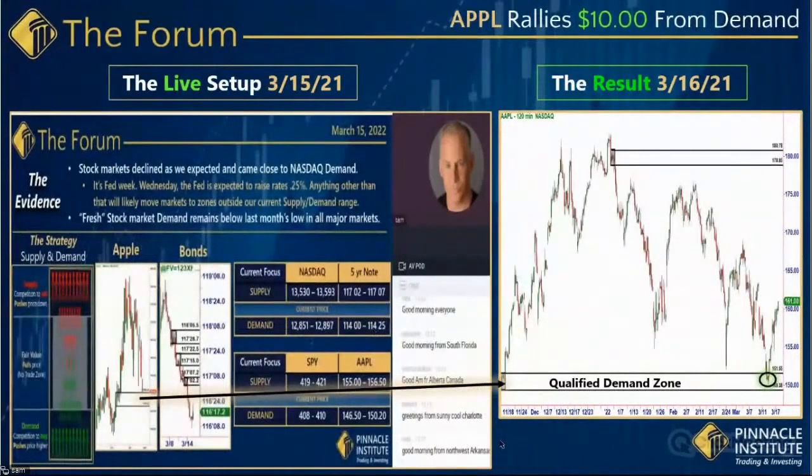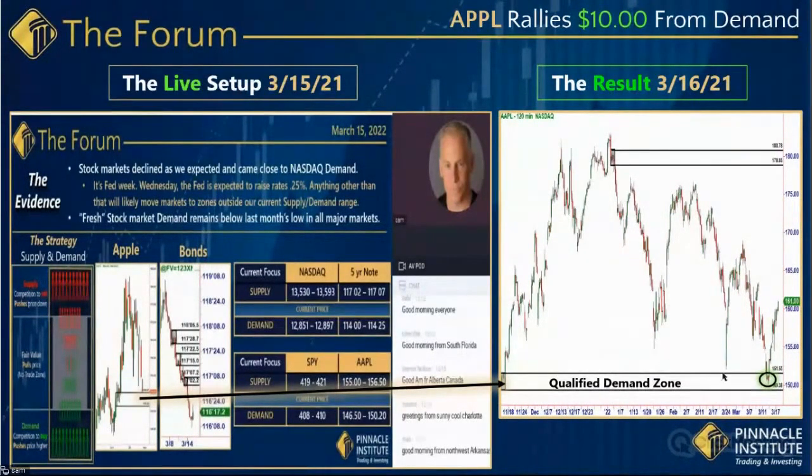Next, beginning of the week, earlier in the week, this is our prep screen we go over. But notice we found a weekly demand zone in Apple. On a weekly chart in Apple, price was gapping down to it, or price closed right into that area. Right? Nice turn from that qualified demand zone. But why the weekly chart here?